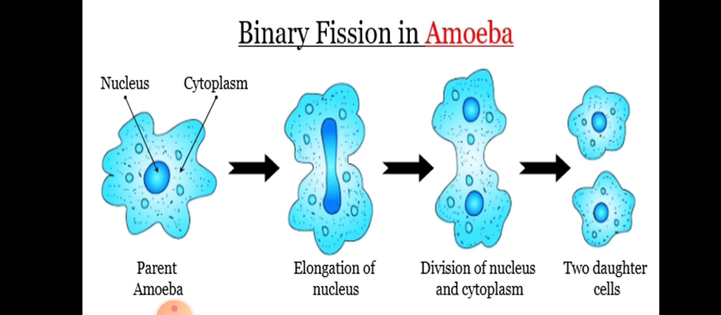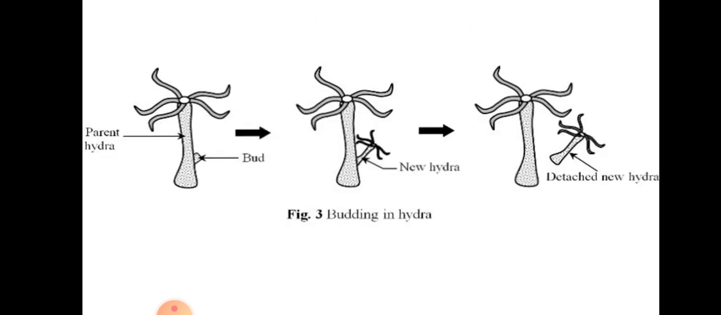So asexual reproduction taking place in animals. We studied about amoeba, and the mode of asexual reproduction is binary fission. So next one, budding. Yes, budding in hydra. Asexual reproduction in animals, the first one we saw was binary fission in amoeba. Now we are seeing how asexual reproduction takes place by budding in hydra.